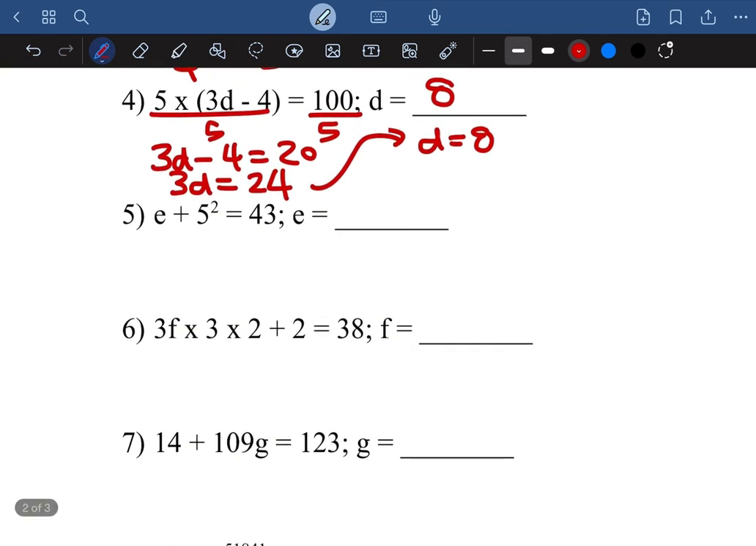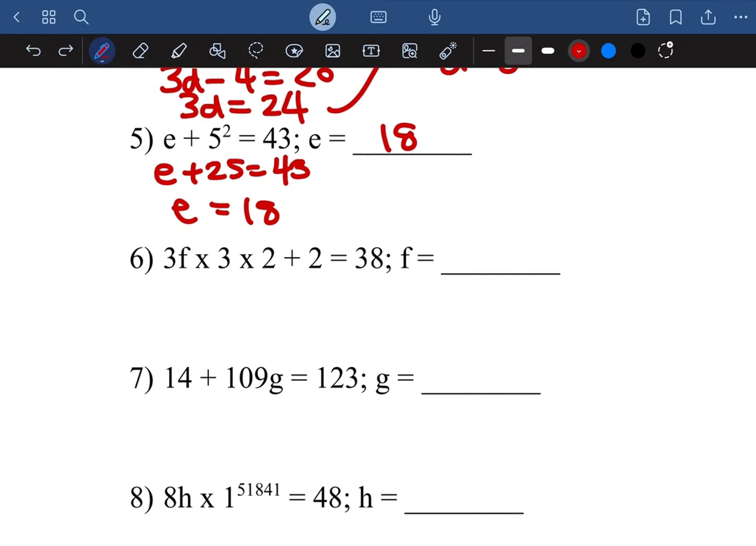Number 5. So first we simplify the 5 squared. 5 times 5 is 25, leaving us with this equation. And then from here we subtract 25 from both sides. So 43 minus 25 is 18. So the value of e for number 5 is 18.